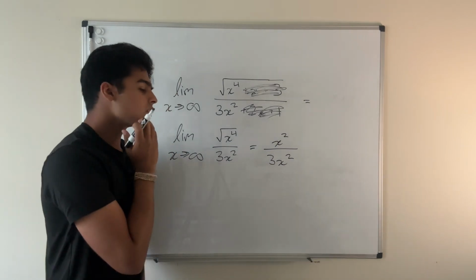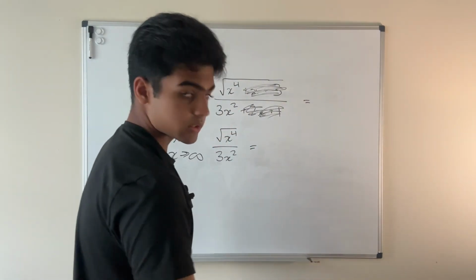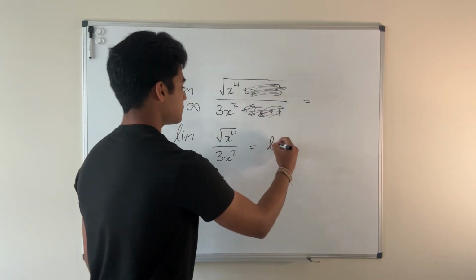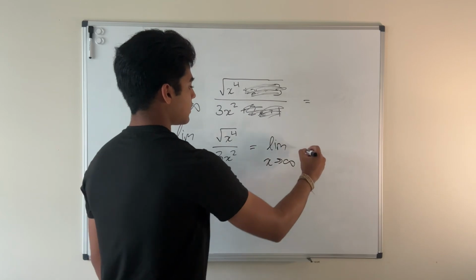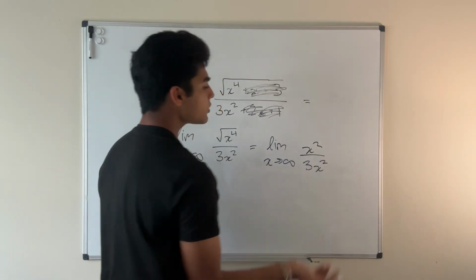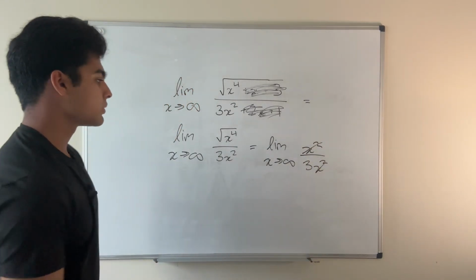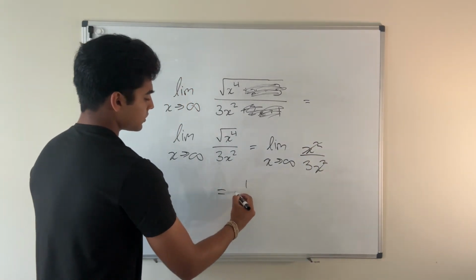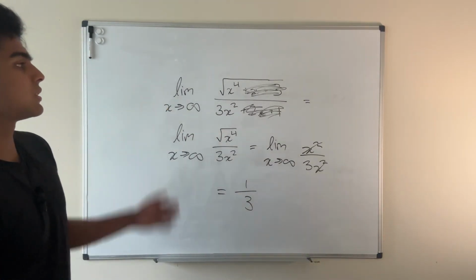And then the limit as x approaches infinity of x squared over 3x squared. And now again, we can just cancel out this x squared and this x squared, and then we'll be left with 1 over 3, or 1/3. So that would be the answer to this limit.